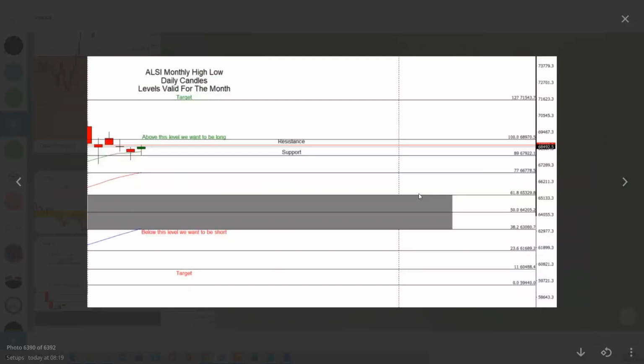On the Aussie monthly high low, currently between levels of 189. If you look at the moving averages, 8 is above 21, above 50, that's indicating trend is up. So we're still looking for that 127 target level there.